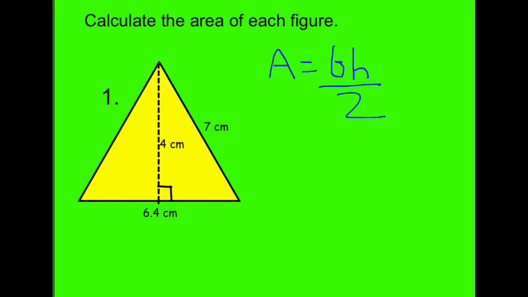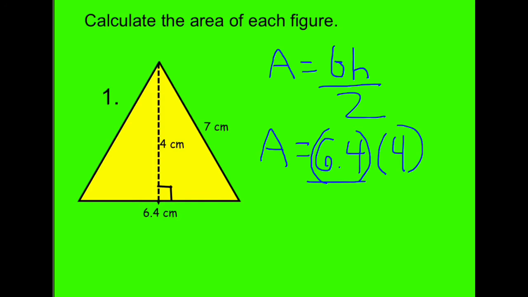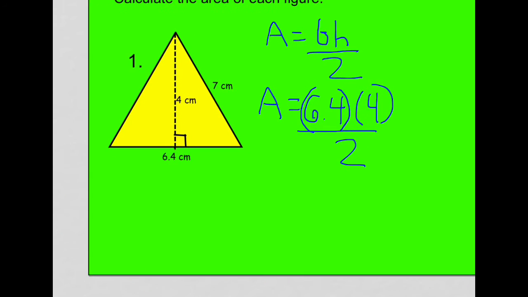Okay, so I substitute these values into my math equation, working down the page. 6 4/10. Use parentheses to show your multiplication. Times 4. And don't forget, this is divide by 2. Now here's the interesting thing about this. There's a couple of ways I could do this. I could do 6 4/10 times 4 and then divide that by 2.